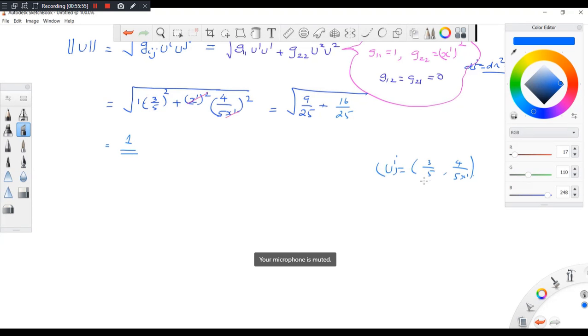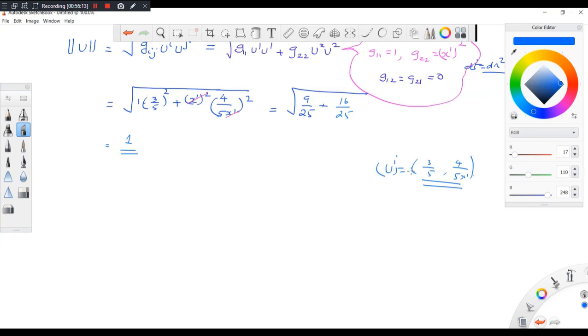Okay, but you are doing it under which coordinate system? The polar coordinate system. This represents a unit vector in that case. So here it is 1.